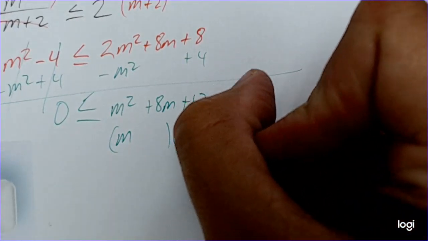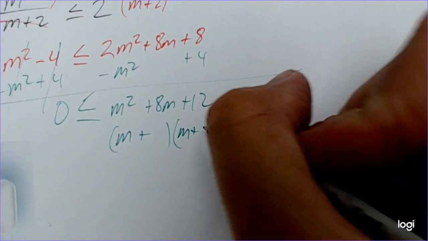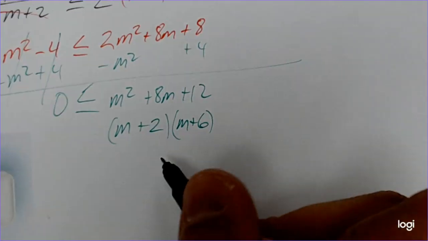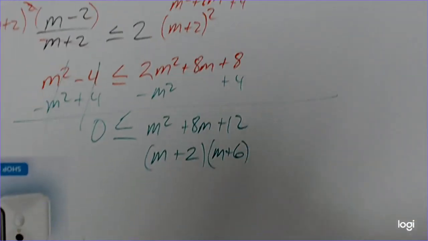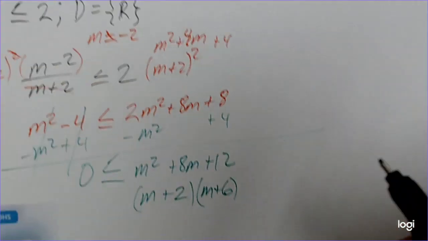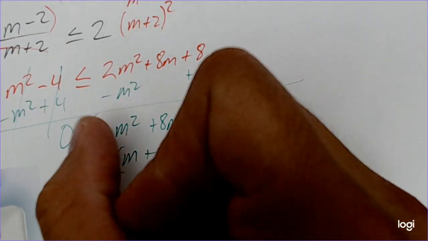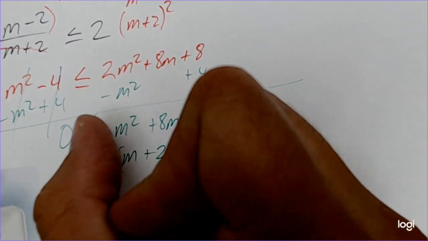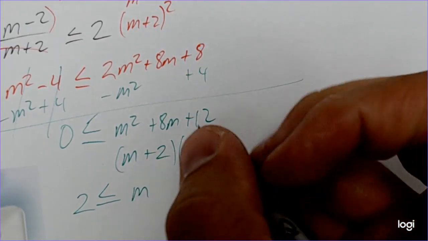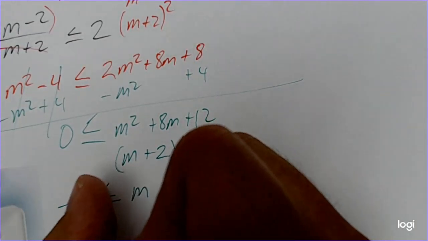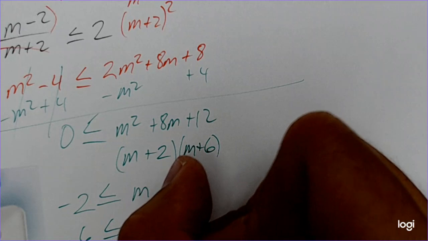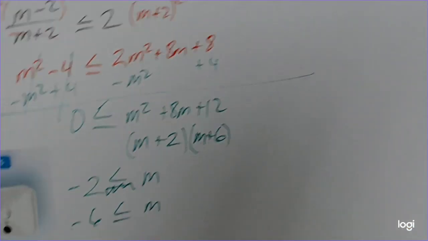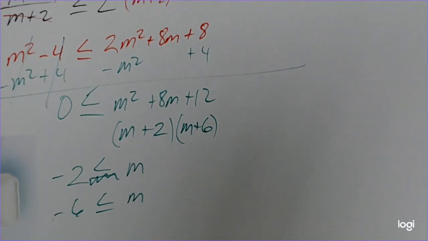I've got m and m. Positive same, so it's plus plus. What times what equals 12 that adds up to 8? That's 2 and 6. 2 can't be equal to negative 2. So the zero factor theorem is going to tell me that we're going to have negative 2 less than or equal to m, negative 6 less than or equal to m. I can get rid of that equal to, and then let's just go ahead and graph this conjunction.